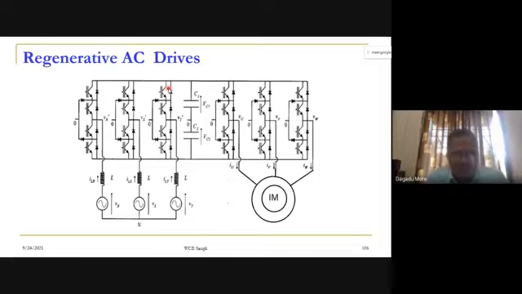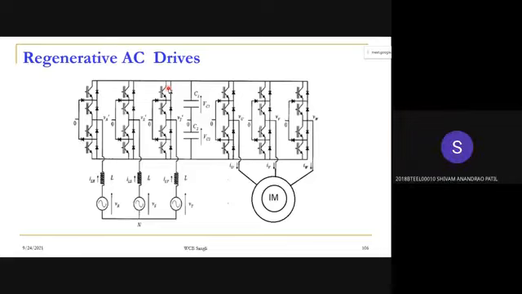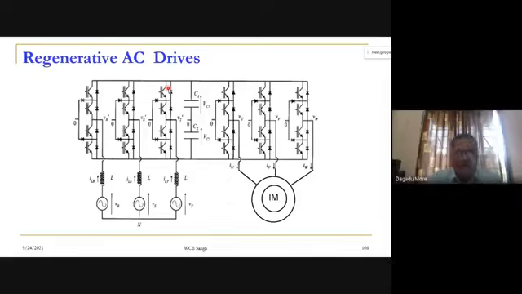What is the other advantage? We can work at any power factor, or we are more interested in unity power factor. So from the supply side, it takes a sinusoidal current at unity power factor. That is the advantage of the PWM rectifier. So now this drive will work in all 4 quadrants. It can run in forward or reverse direction.